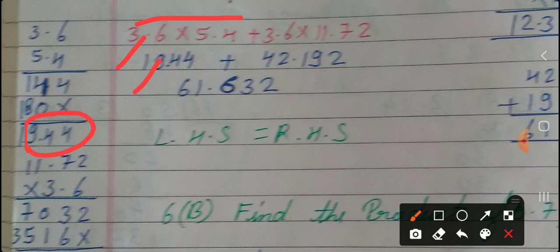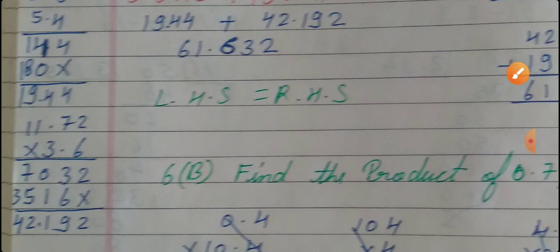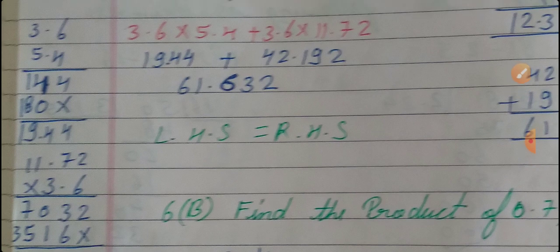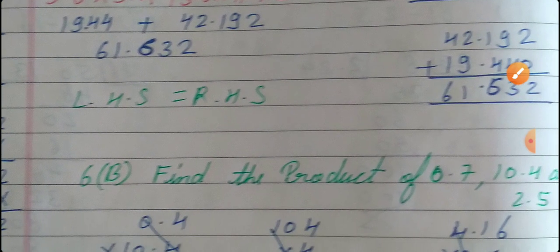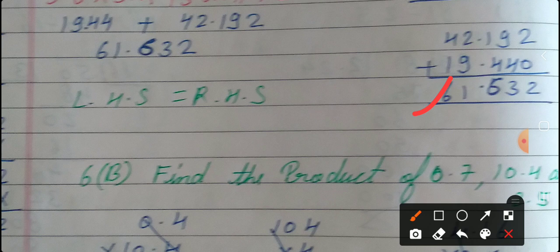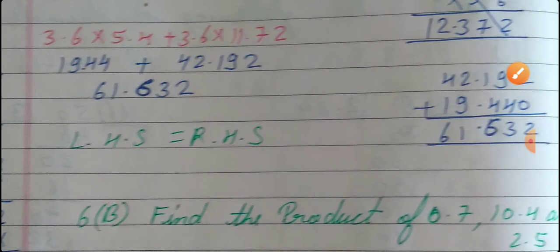In right hand side, 3.6 multiplied by 5.4 plus 3.6 multiplied by 11.72. First we will multiply this 3.6 multiplied by 5.4. We are getting 19.44. Now we will multiply this 11.72 by 3.6. We are getting 42.192. First we will solve this multiplication. After this we will add. On adding we are getting here 61.632. Yes, here left hand side equal to right hand side.